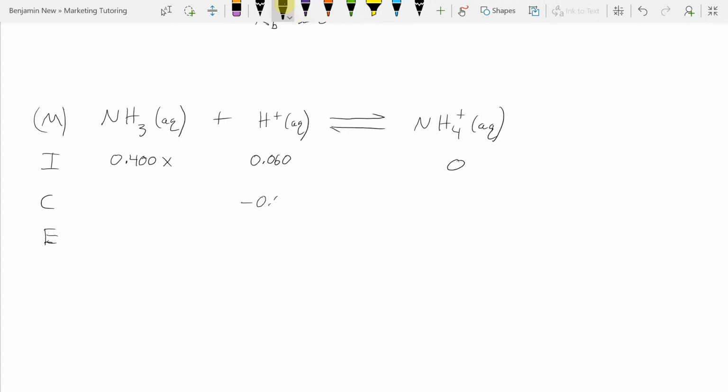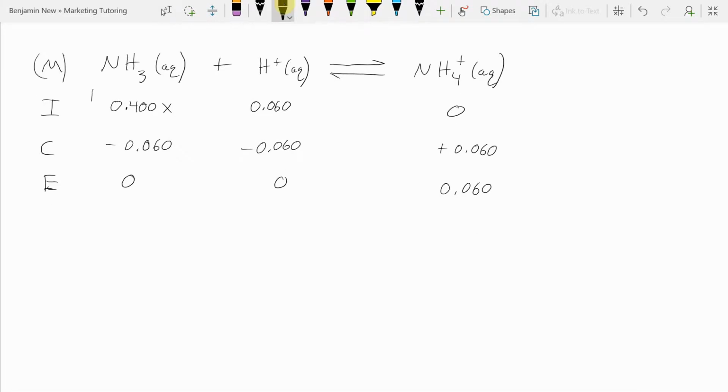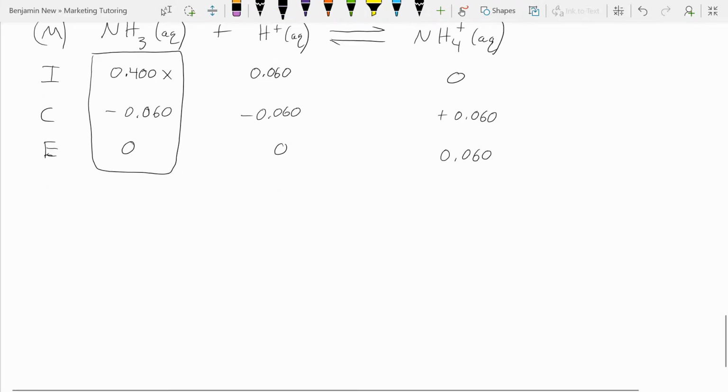So we're just going to subtract off 0.060 from both sides, and we get at equilibrium, both of these are going to be completely zero. Because at equilibrium, H plus is the titrant. It has consumed fully all of the analyte. The analyte was the ammonia. So we have an equation here. And this one is going to be plus 0.060, and so at equilibrium it's going to be left with 0.060. These are both going to be fully consumed if we do this reaction to completion, and we also have an equation now.